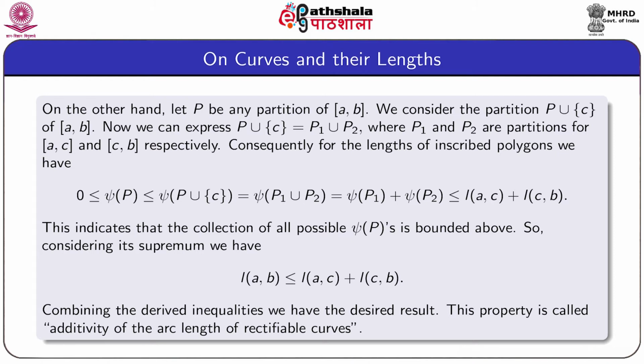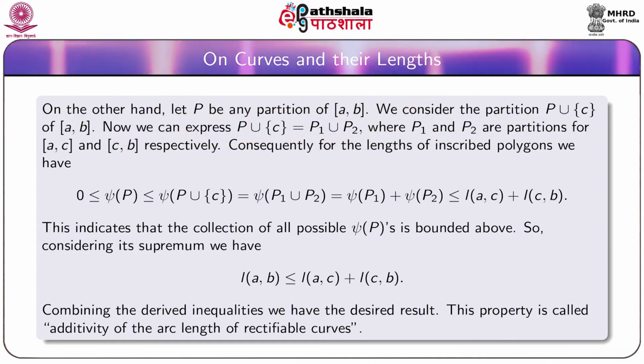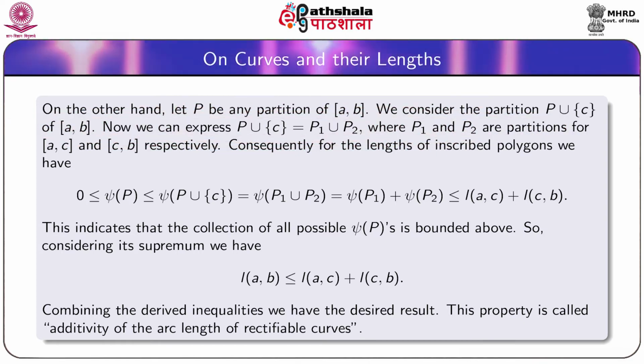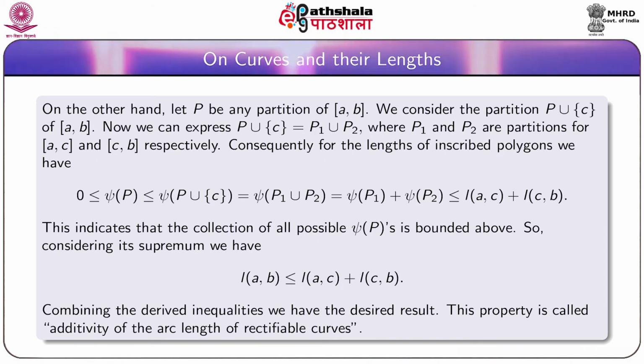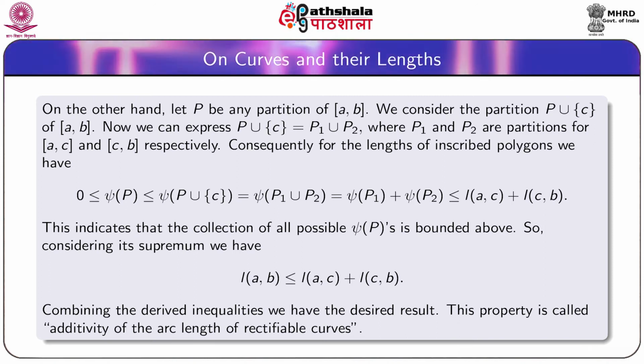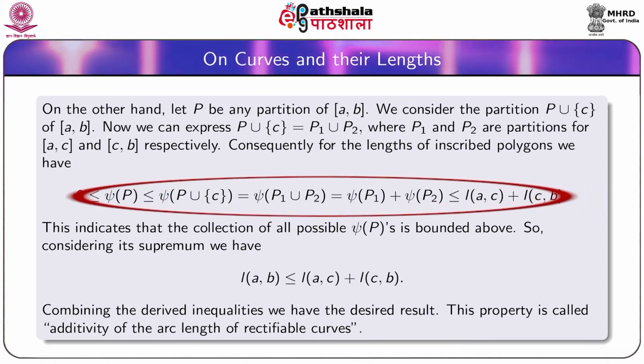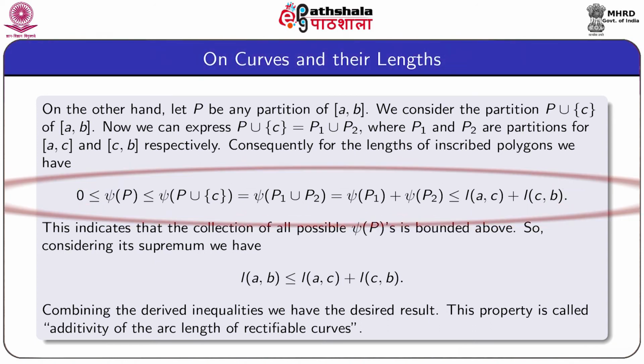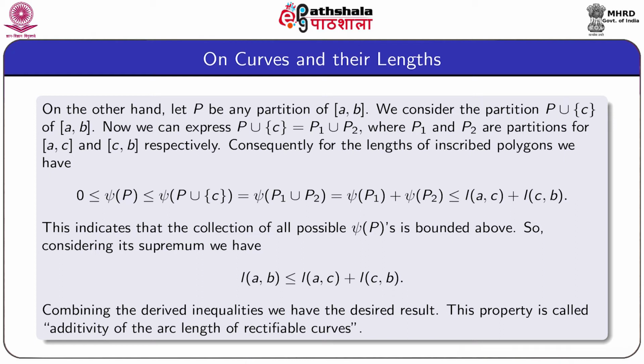On the other hand, let P be any partition of AB. We consider the partition P union singleton C. Clearly, this is a refinement of P. Now, we can express P union singleton C equals P1 union P2, where P1 and P2 are partitions for AC and CB respectively. Consequently, for the lengths of inscribed polygons, we have 0 less or equal to psi P less or equal to psi of P union singleton C equals psi of P1 union P2 equals psi P1 plus psi P2 less or equal to L_AC plus L_CB.